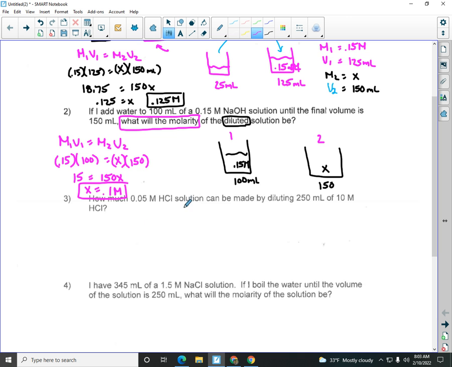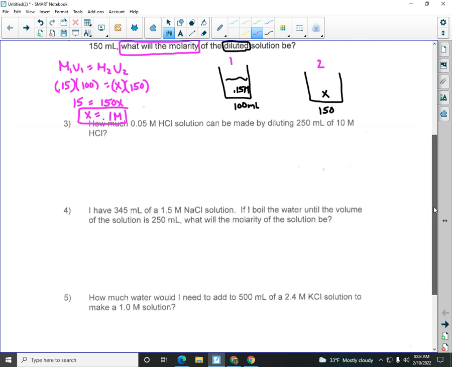All right, try another one. Number 3. How much 0.05 molar hydrochloric acid solution can be made by diluting, here's the word, dilution. As soon as I see that word, I'm going to write this formula down.